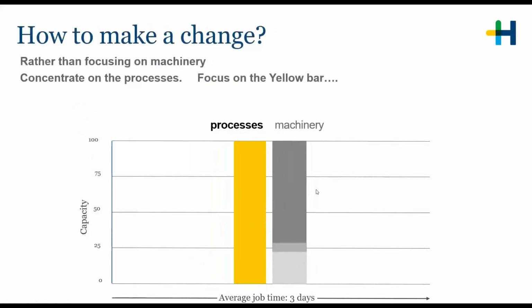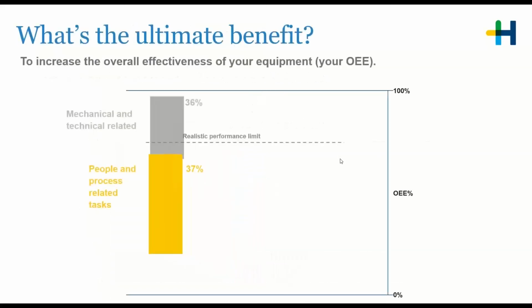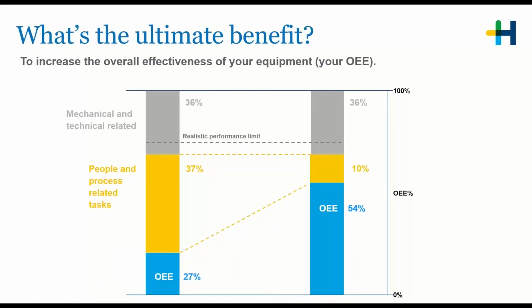So rather than looking at the machinery in terms of improvement, we've decided we really need to start looking more on the processes. We need to focus on the yellow bar. That's because your yellow bar, your people and process related tasks, typically take up 37% of the burden that influences your overall equipment efficiency, which typically in the industry is around about 27%.